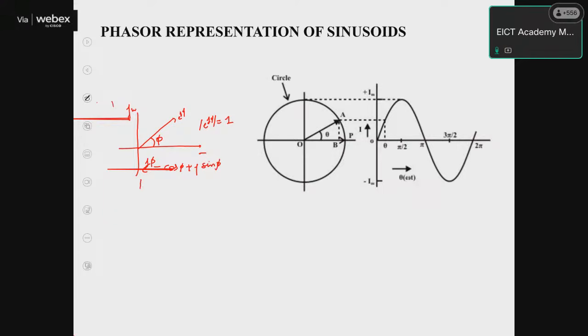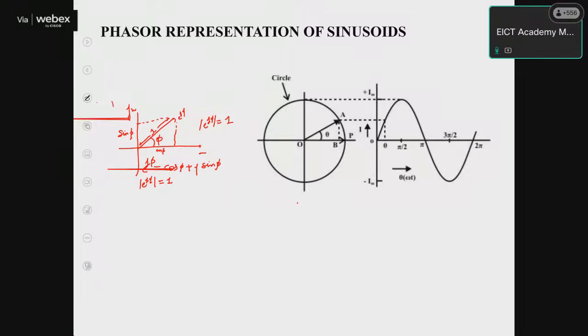The magnitude of e raised to the power j phi will always be equal to unity, and it can be represented by a vector whose length is unity, whose projection on the x-axis is cos phi and whose projection on the imaginary axis is sin phi. So we will use this concept to write the phasor form of a sinusoid.